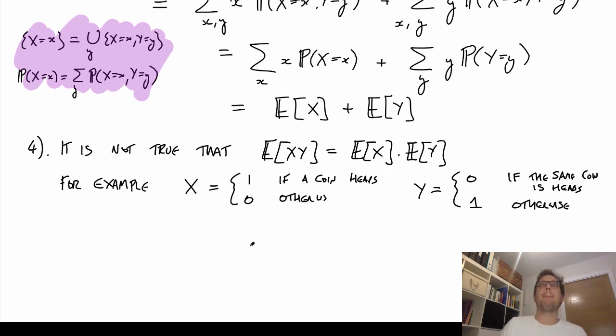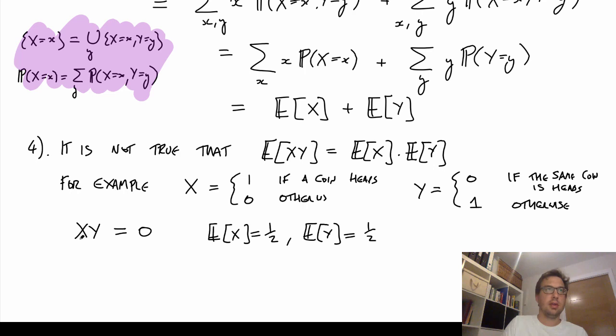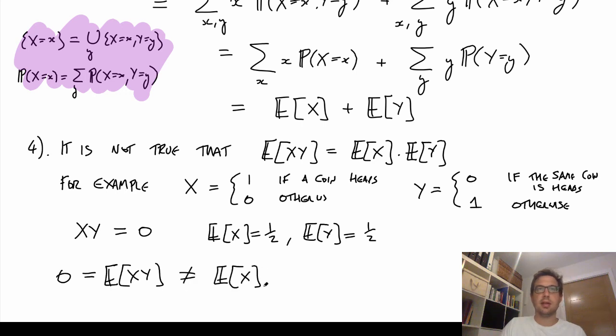Okay? Now if I multiply these together, in either outcome, note that x times y is equal to 0, always, regardless of the outcome. Okay? But E of x is equal to a half, and E of y is equal to a half. But, well, if x times y is equal to 0 always, then E of x times y must be equal to 0, which is clearly not equal to E of x times E of y, which is equal to a quarter.